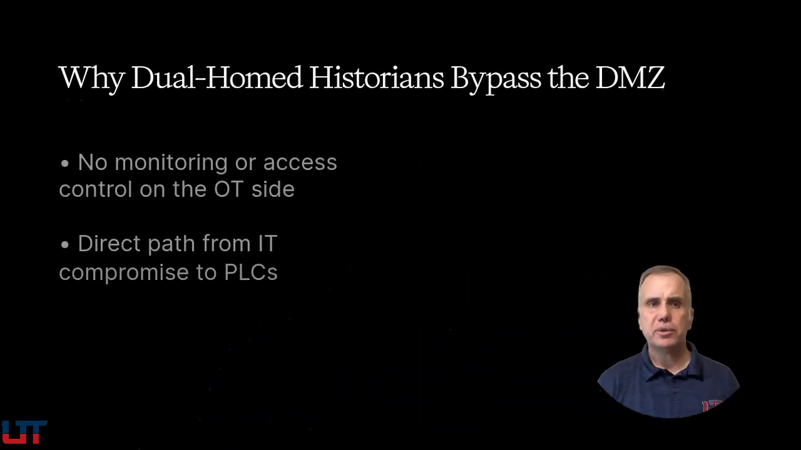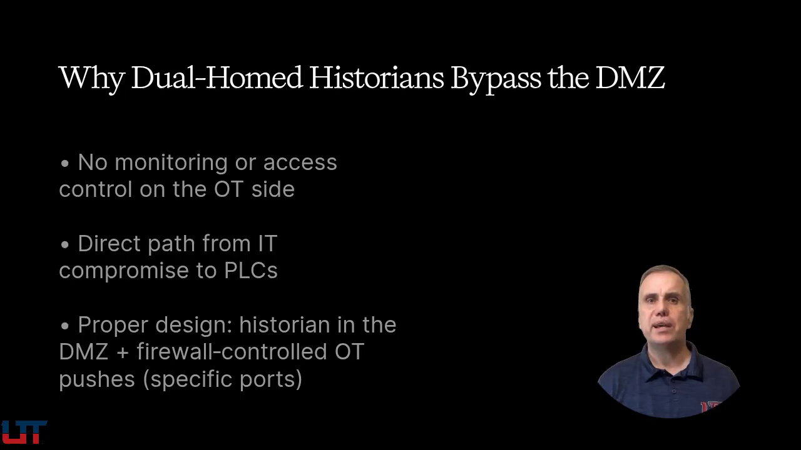Consider what happens without a DMZ. A historian server with one network interface on the IT network and another on the OT network is a direct bridge. An attacker who compromises the historian through the IT side immediately has a network interface on the OT side of the boundary. There's no firewall, there's no monitoring, there's no access control between that historian interface and the PLCs on the OT segment. That's a complete bypass of every perimeter control that we've talked about.